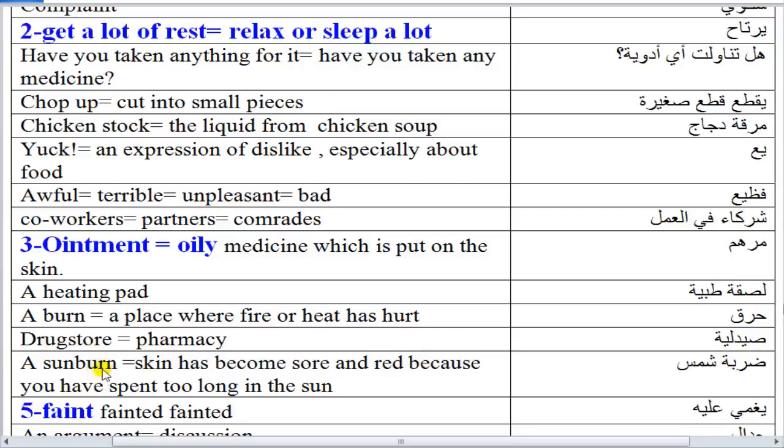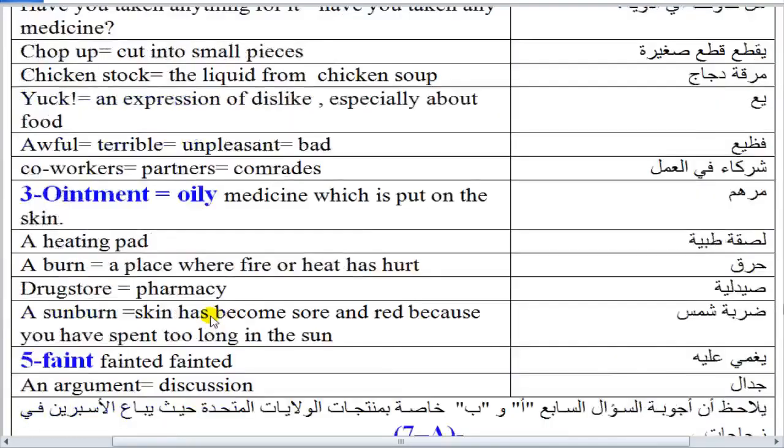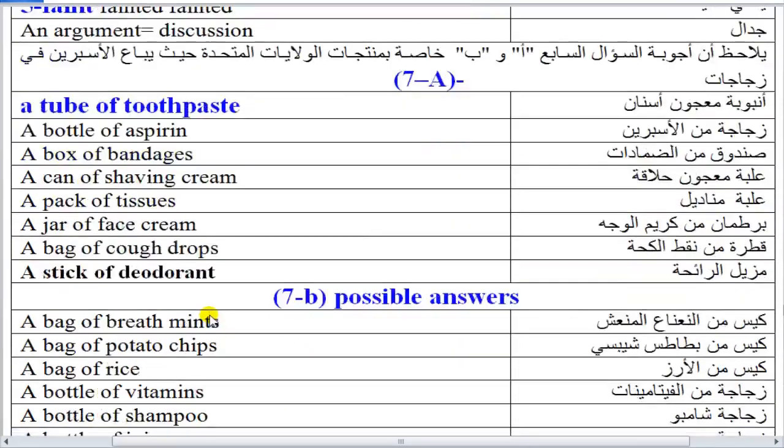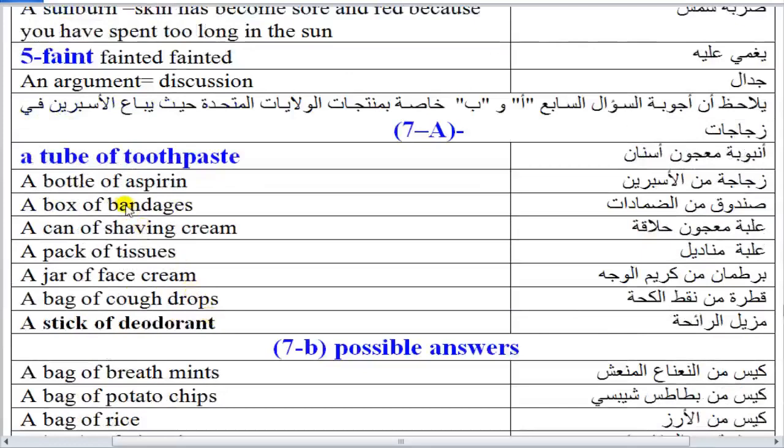Double R, because there is a vowel before it. We said the R is doubled if a vowel comes before it. Because there is a vowel before the R sound, we make it double R, sunburn. Exercise number five. Faint, fainted. An argument, discussion.